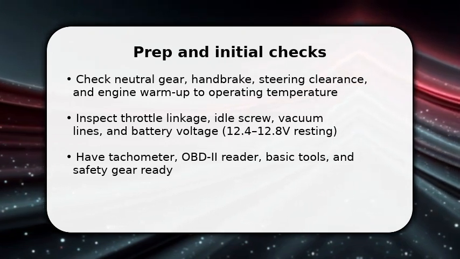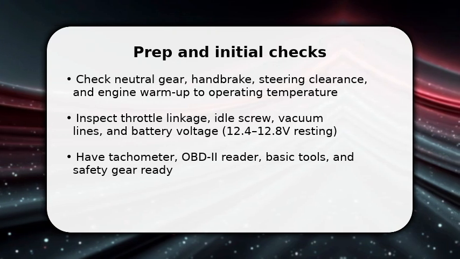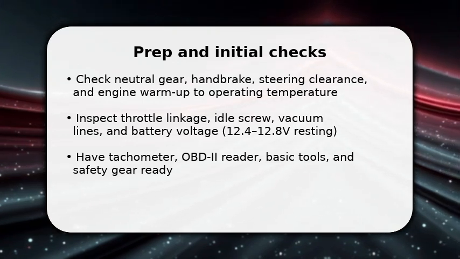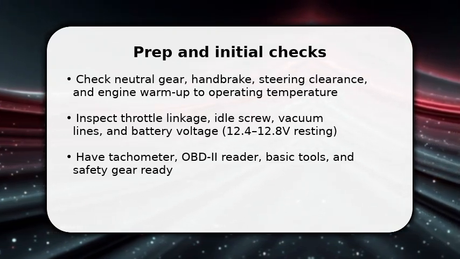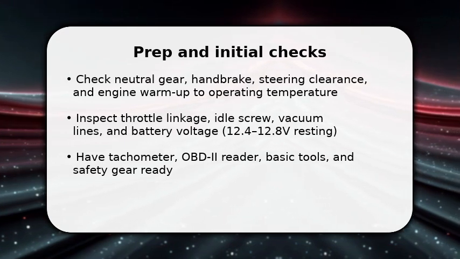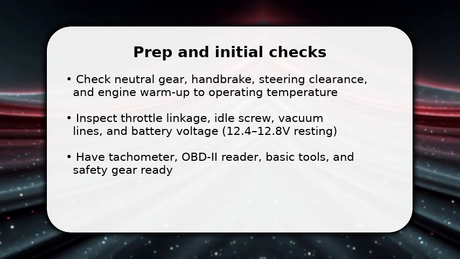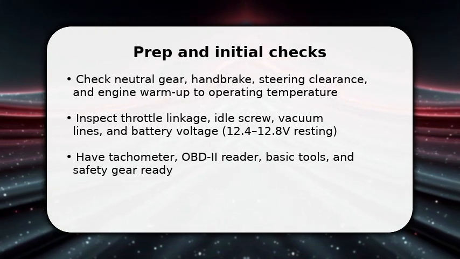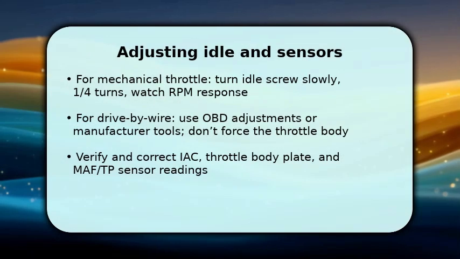Once done, connect your tachometer or OBD-II reader and note current idle RPM. Make sure you have the service manual target RPM and the correct adjustment points identified before touching any screws or sensors. You'll proceed to change the control that actually sets idle.